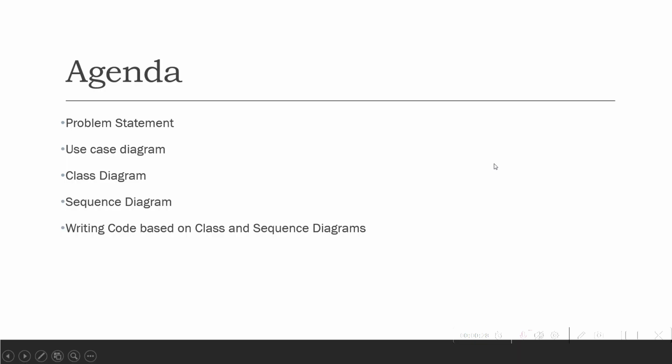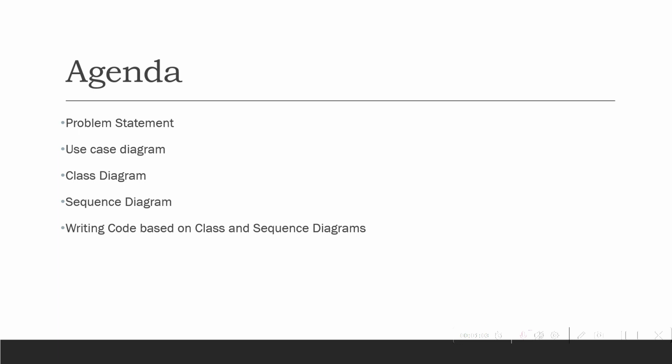So the agenda is we will go through the problem statement. Once we have gone through the problem statement, then we will see how to convert that problem statement into a use case diagram. After the use case diagram, we will see how to derive classes, using object-oriented analysis and design, and create a class diagram. After the class diagram, we will go through the sequence diagram.